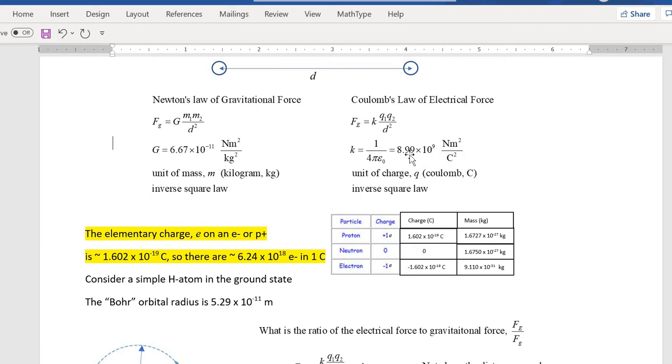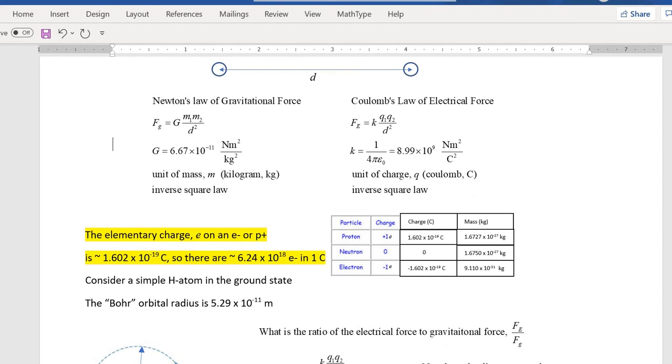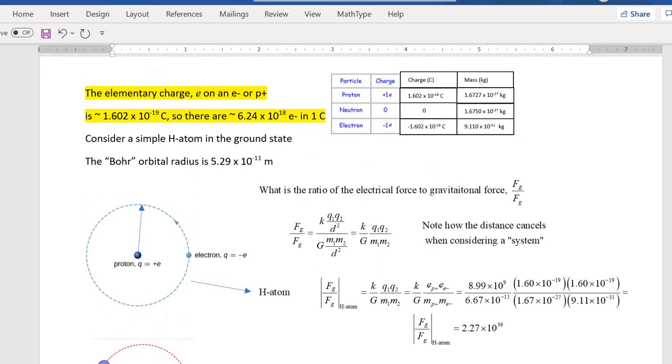So you might think, wow, the electric force is a lot bigger than the gravitational force, and it is a lot greater than the gravitational force. However, you really can't compare the forces that way, because that depends on the units you're using, and those are arbitrary. So how do we compare the ratio of electric to gravitational force? Here's the way to do it.